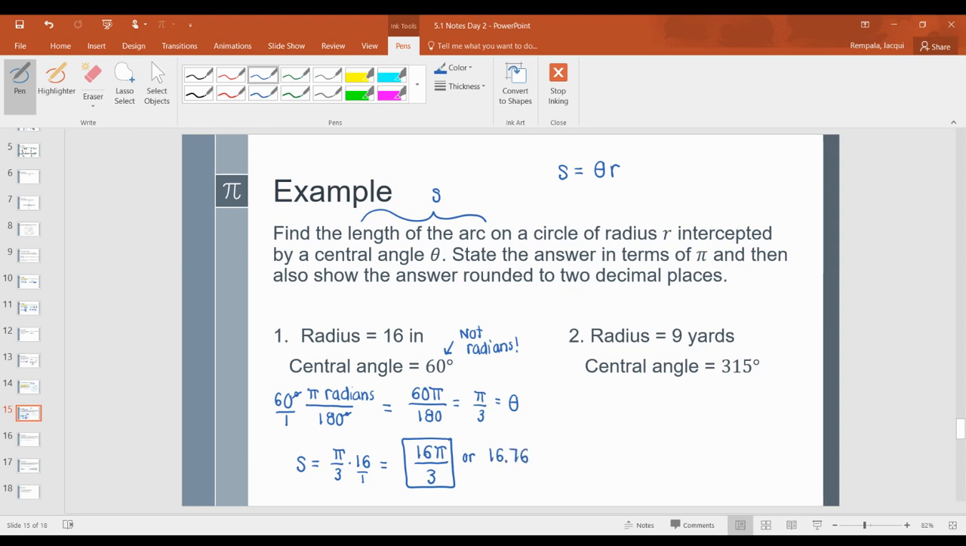16.76. I guess I forgot to write, I want to put my units. Because we're talking length, we're talking about whatever the units are for the radius. So I want inches for both of these. Okay, so those are my answers.